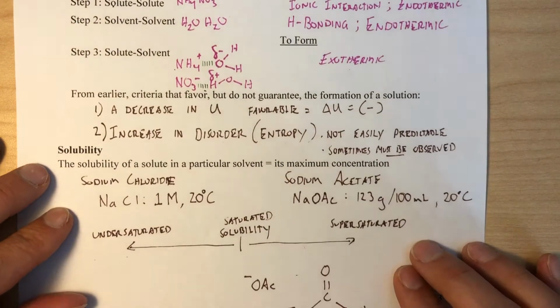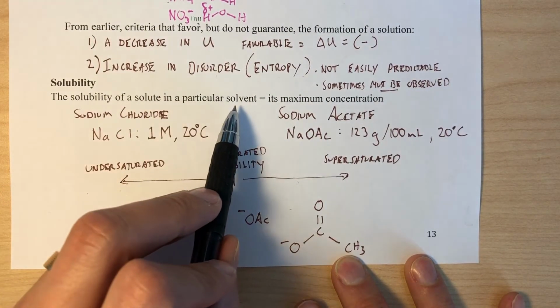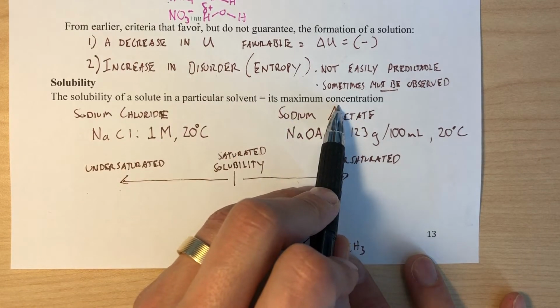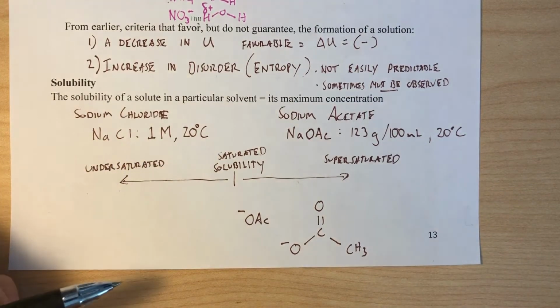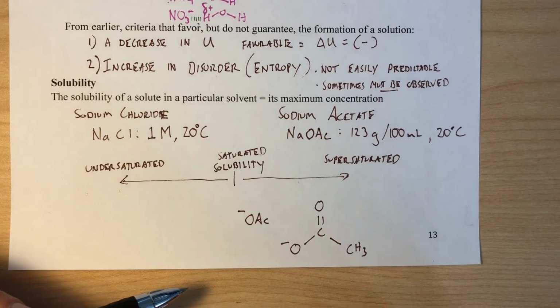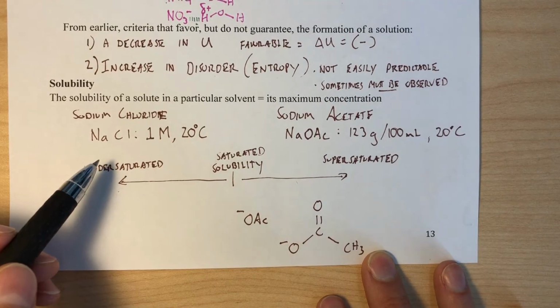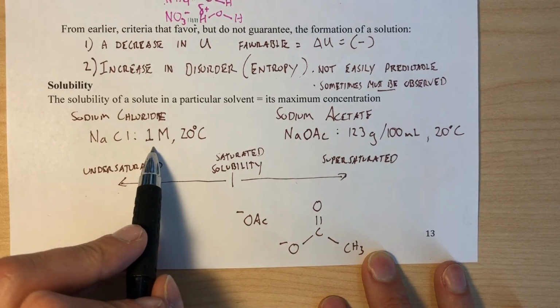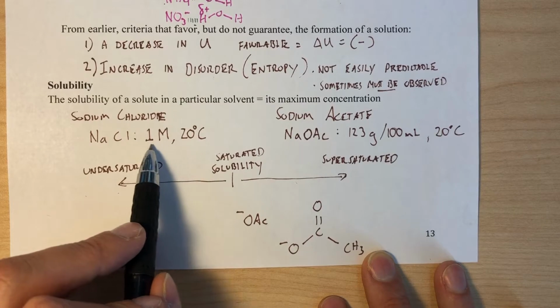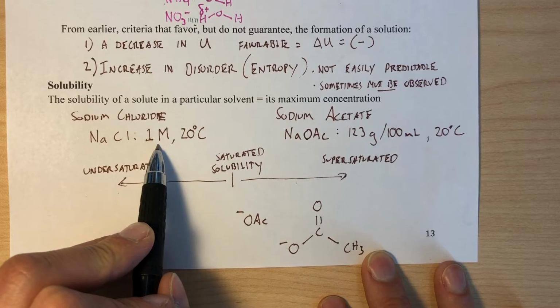Now let's define solubility. The solubility of a solute in a particular solvent is equal to its maximum concentration. Qualitatively, we can say that something like sodium chloride is soluble in water, or sodium acetate is soluble in water. But when we're talking about solubility as a noun, it is defined in terms of how much of that compound can go into the solvent at a certain temperature. For sodium chloride at 20 degrees, that's 1 molar. That is one way of describing concentration for a solubility. That's molarity, which is, of course, moles per liter.